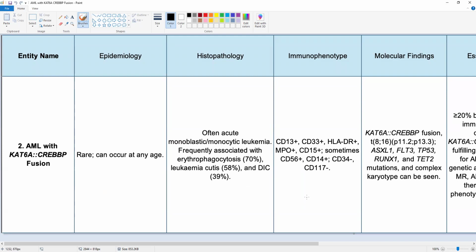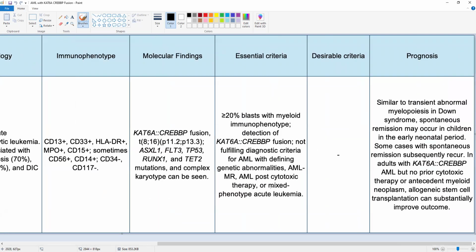Immunophenotype: CD13, CD33, HLA-DR, MPO, and CD15 positive. And sometimes it shows the suppression of CD56, CD14. It's usually CD34 negative and CD117 negative. Molecular findings include the CAT6A CREBBP fusion. Translocation 8;16 would result in this fusion. Other molecular findings would include ASXL1, FLT3, TP53, RUNX1, and TET2 mutation, and complex karyotype can be seen.